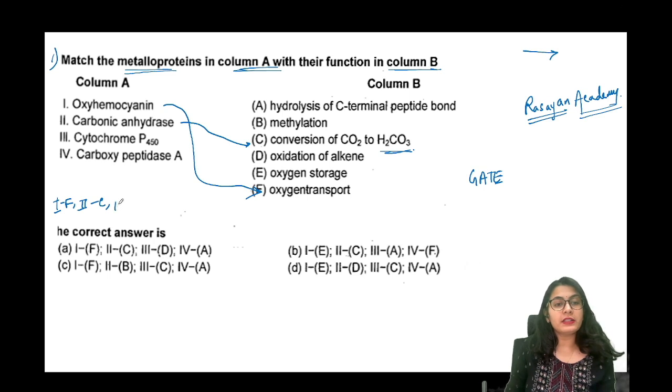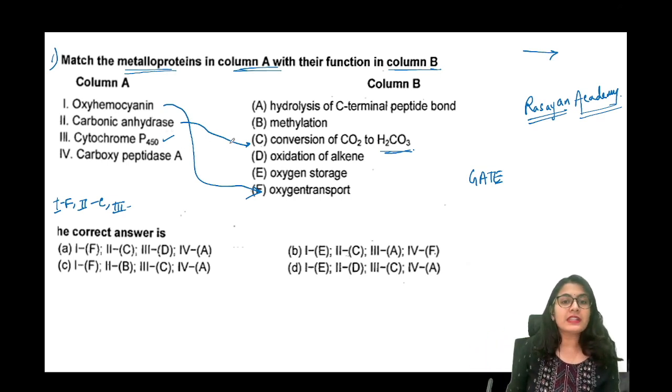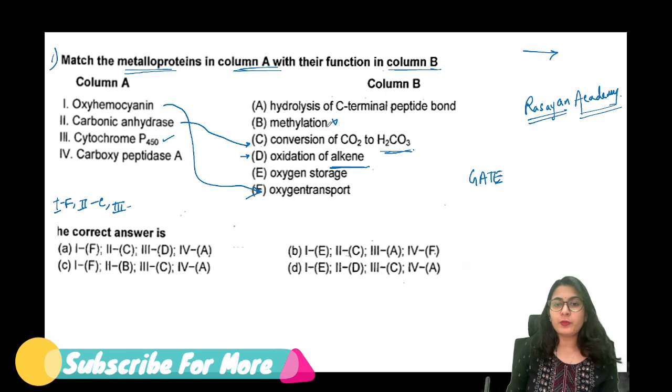What about the third one? Third is cytochrome P450. If you have studied nicely, you will know what this is. This is a family of oxygenase enzymes, the family of monooxygenase enzymes, that put one oxygen into the substrate with which it reacts. So it is actually doing the oxidation of the alkene, because there is no other option. It absolutely does not do hydrolysis, no methylation, no oxygen storage and transport. Absolutely oxidation of alkene. So monooxygenases will do the oxidation.